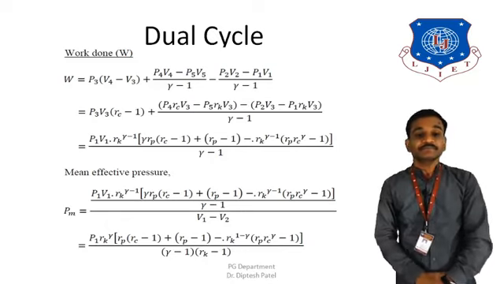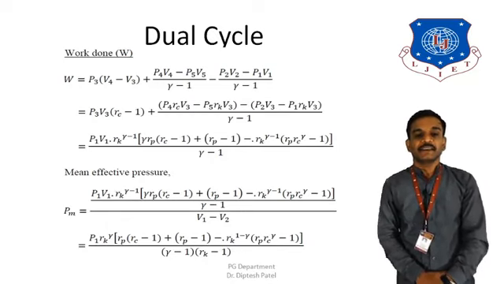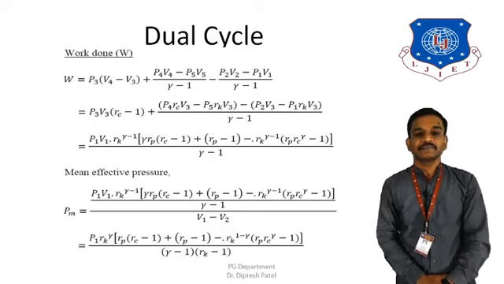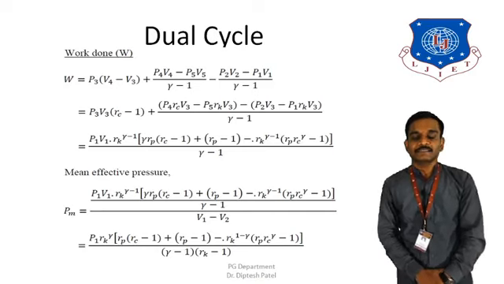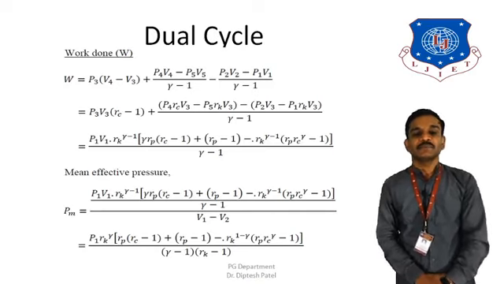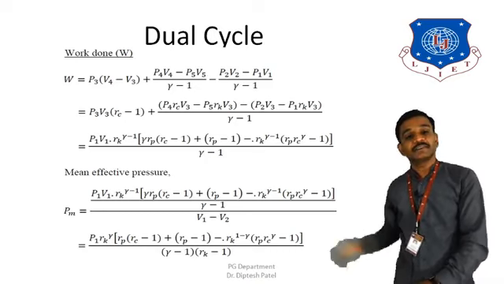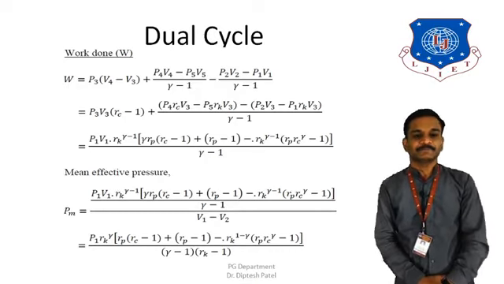Then W is equal to P1 V1 into RK raised to gamma minus 1 inside the bracket gamma RP RC minus 1 plus RP minus 1 minus RK raised to gamma minus 1 into RP RC raised to gamma minus 1, and the whole term is again divided by gamma minus 1. So that is the work done for the dual cycle.